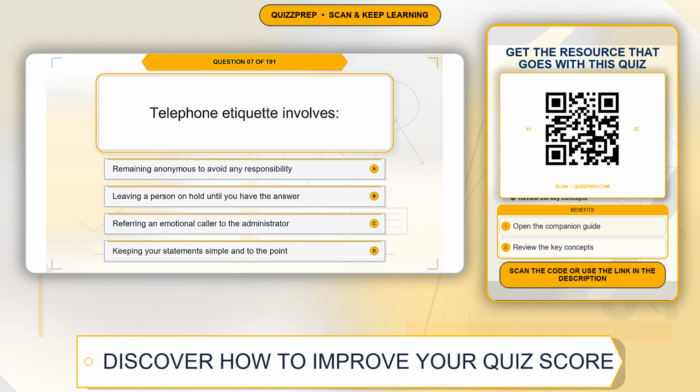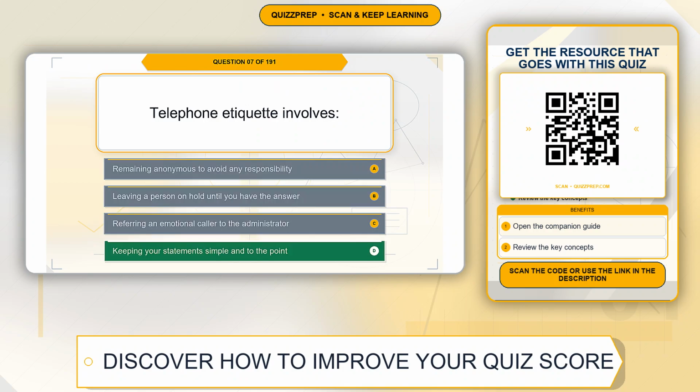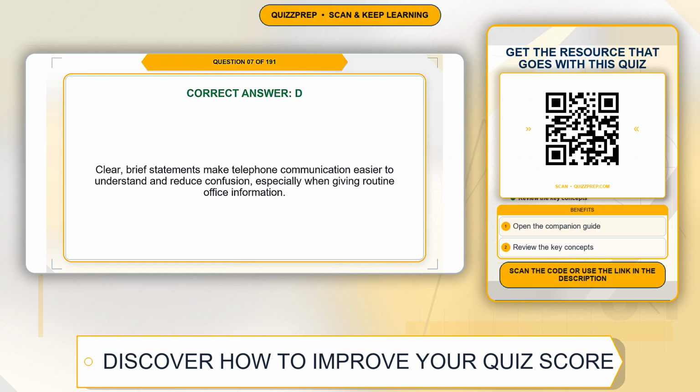Question 7. Telephone etiquette involves: Option A, remaining anonymous to avoid any responsibility. Option B, leaving a person on hold until you have the answer. Option C, referring an emotional caller to the administrator. Option D, keeping your statements simple and to the point. The correct answer is option D, keeping your statements simple and to the point. Explanation. Clear, brief statements make telephone communication easier to understand and reduce confusion, especially when giving routine office information.